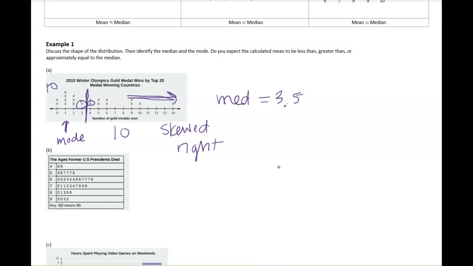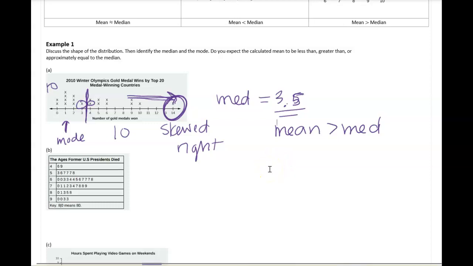Since we have this skewed right distribution, this country with 14 gold medals means that the mean is probably going to be greater than the median because the mean is going to depend on the actual data values themselves. So that 14 or even the 10 and the 9 are going to take the mean and make it much larger than 3.5. All right, let's look at part B.